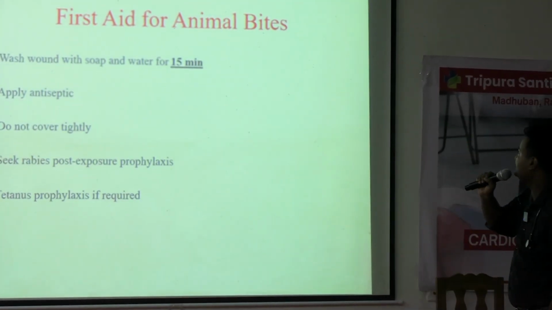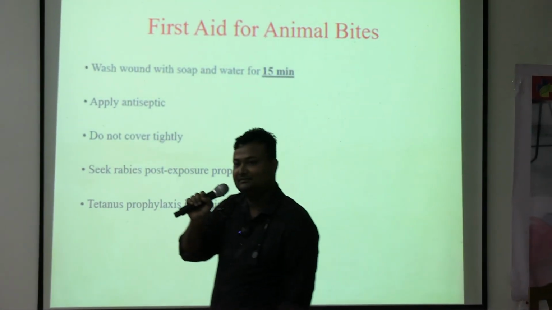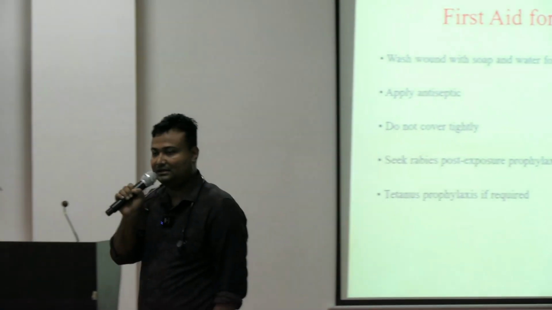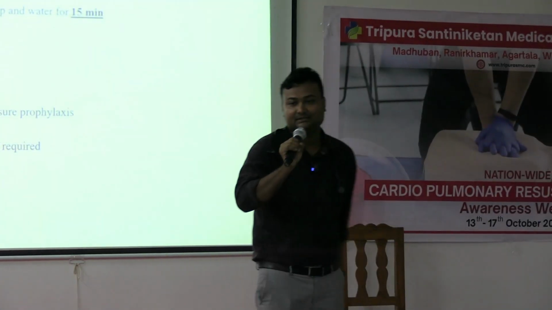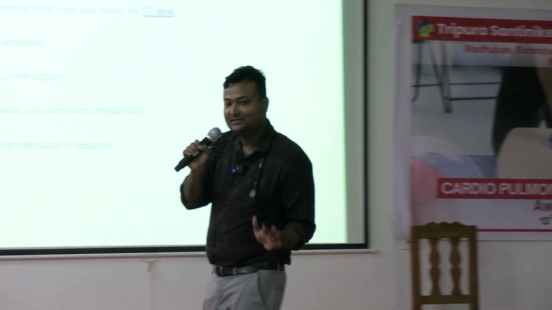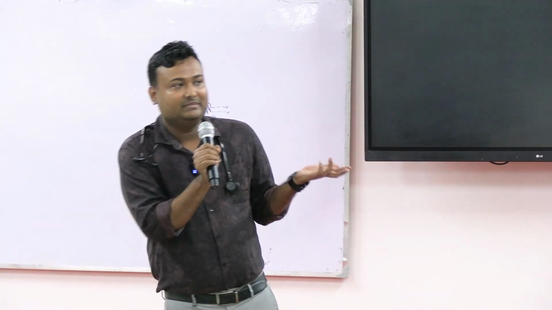Next is the first aid for animal bites. The more common animal bite here is a dog bite. Can anyone say what a dog bite can cause? Which disease? Any idea what rabies is? What is rabies basically? Rabies is a viral disease. It has 100% mortality. Once rabies is diagnosed, there is no medication, 100% mortality.